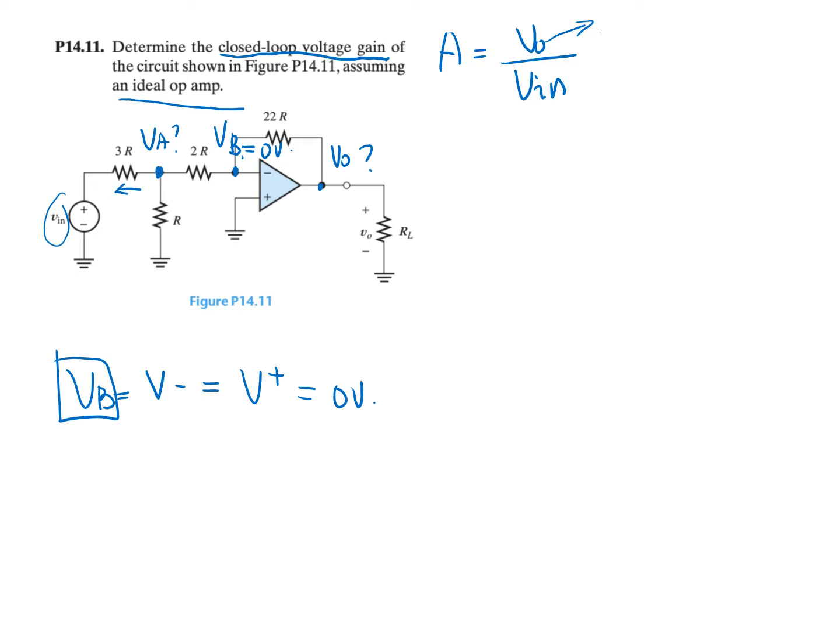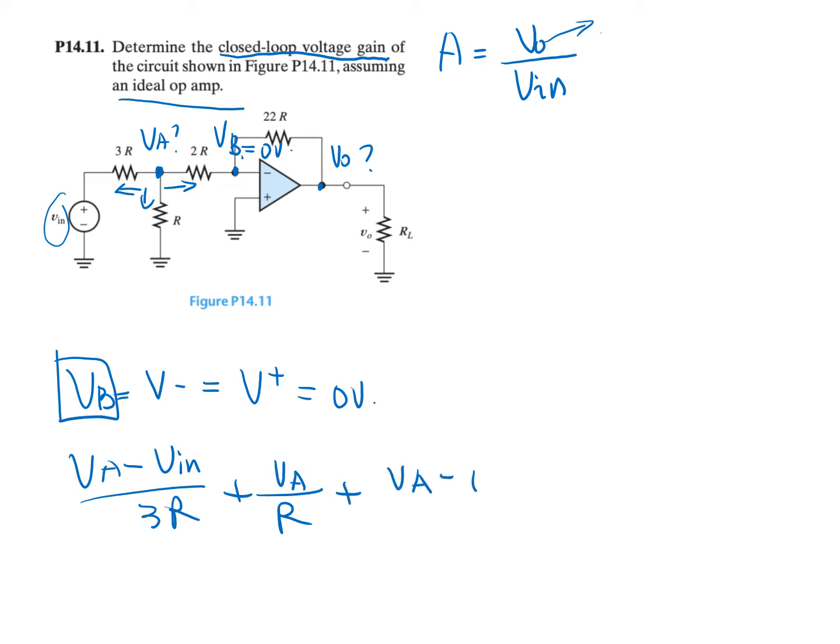At node A, let's assume all the currents leave that node. So we have (VA minus Vin) divided by 3R plus VA divided by R plus (VA minus VB, at 0) divided by 2R is equal to 0. This is our first equation, and we performed our first KCL at node A.